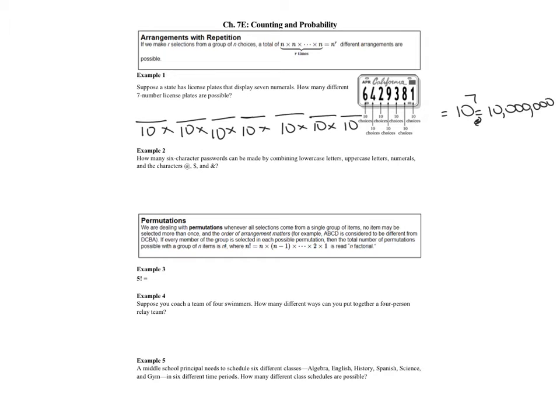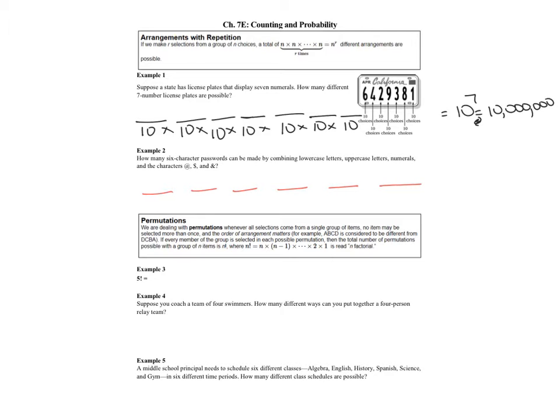Now, how many 6-character passwords can be made by combining lowercase letters, uppercase letters, numerals, and the characters at, $, and ampersand? So here's what happens again. We need 6-character passwords. So we start this problem by drawing 6 blanks, one for each character in the password: 1, 2, 3, 4, 5, and 6.